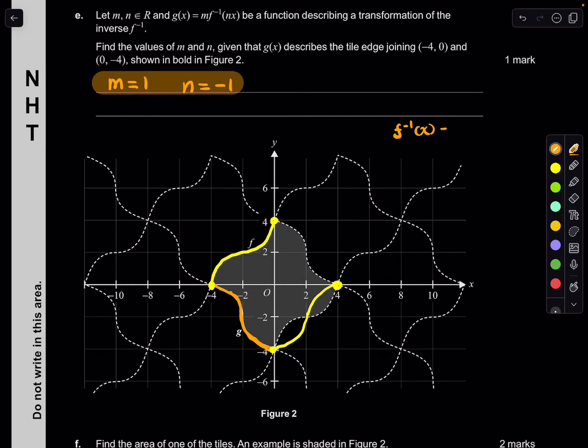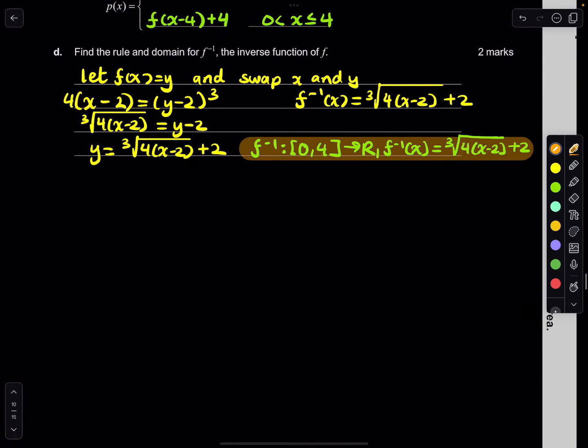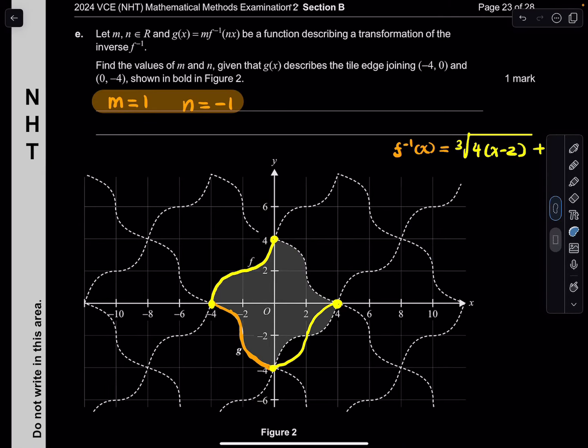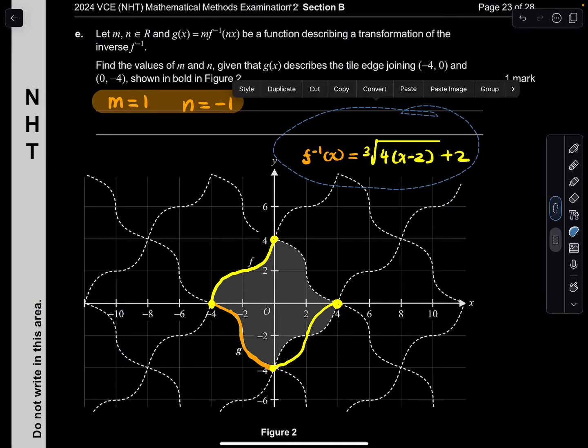Okay, D. So you know how we found this inverse equation? Right over here. Copy. Come here and paste them. You know how we find this inverse equation? Let me just, oops. So you know how we found this inverse equation?